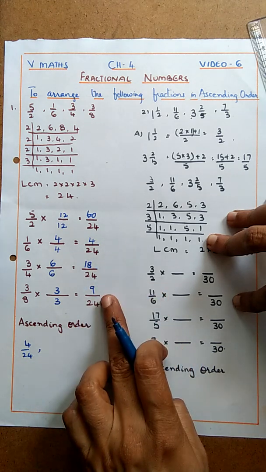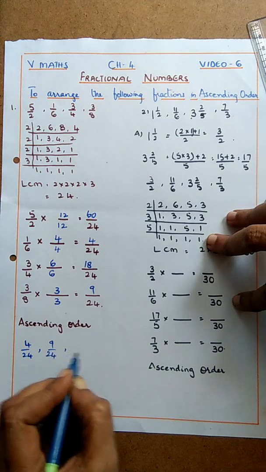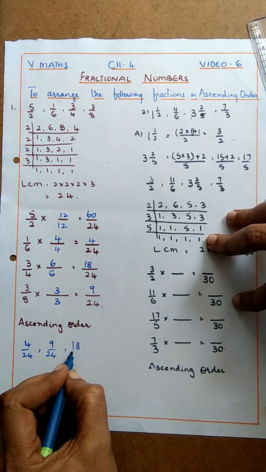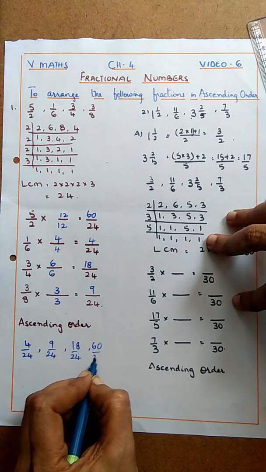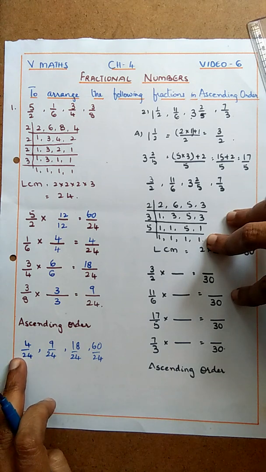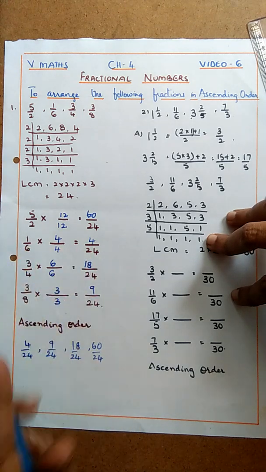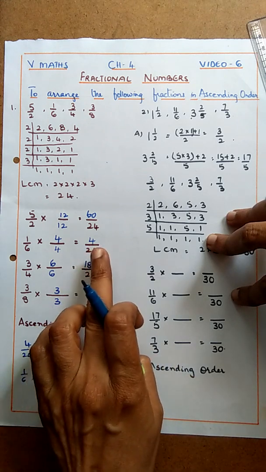Next, 9 by 24. Next, 18 by 24. Next, 60 by 24. Isn't it? Now, what does 4 by 24 represent? 1 by 6. So, 1 by 6 less than.